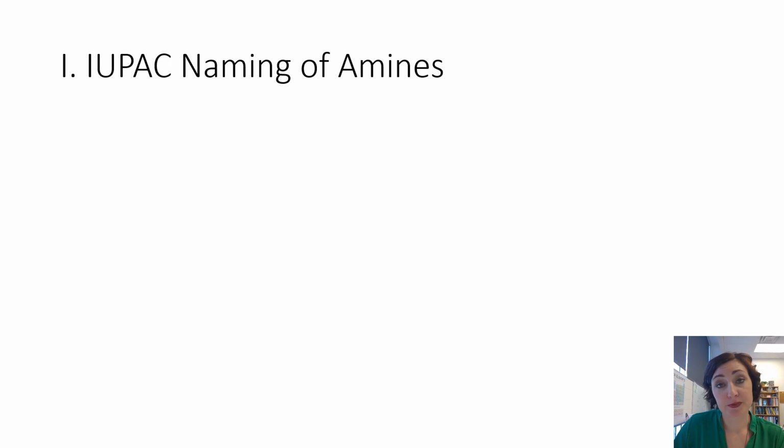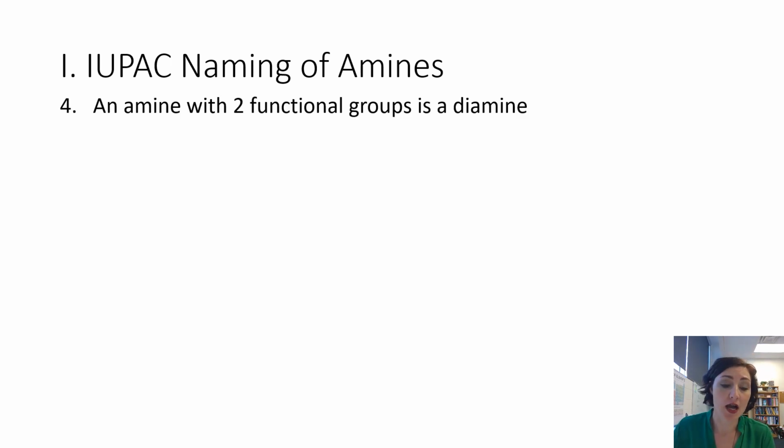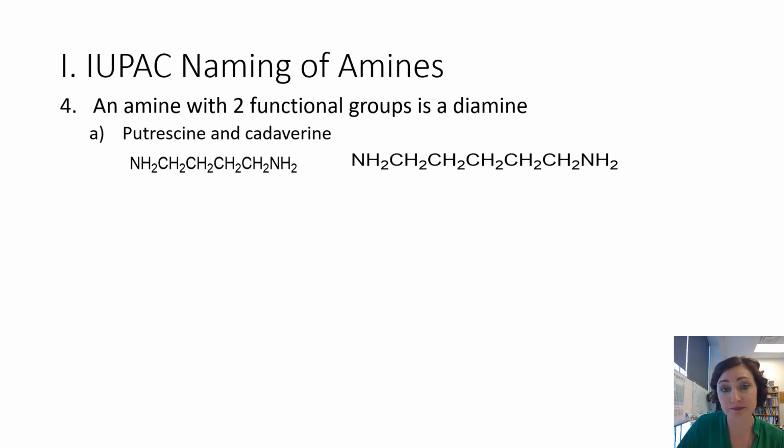All right, I know those rules were a lot to remember, but before we start practicing those, we're going to add in a couple extra ideas and we'll practice it all together. Just like in alcohol, having two hydroxyl groups is called a diol, we can also have an amine that has two nitrogens in it, and we would consider that to be a diamine. Two notable examples of diamines are putrescine, which is right here. It is a 1, 2, 3, 4 carbon diamine, and cadaverine, a 1, 2, 3, 4, 5 carbon diamine.